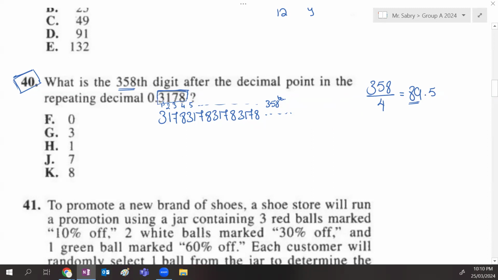But it's 89 point something, and I can't take the point something. So I'll just say what if it was just 89. I'll see how many digits 89 times 4 would cover. So 89 times 4 on the calculator would cover 356 digits. What does that mean again? It means that up to the 356th digit, I've gone through the box of four digits 89 times. So at the 356th digit the last digit will be 8. If the 356th is 8, then the 357th is 3 again, and the 358th is 1. So the answer is 1.